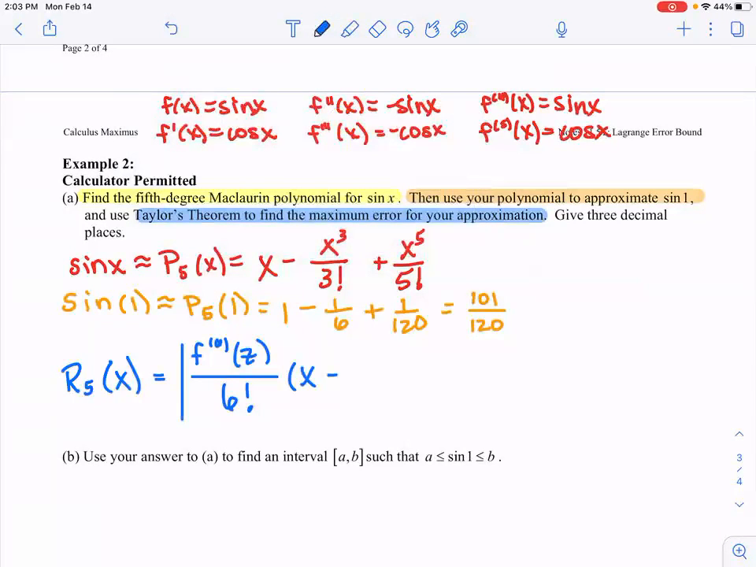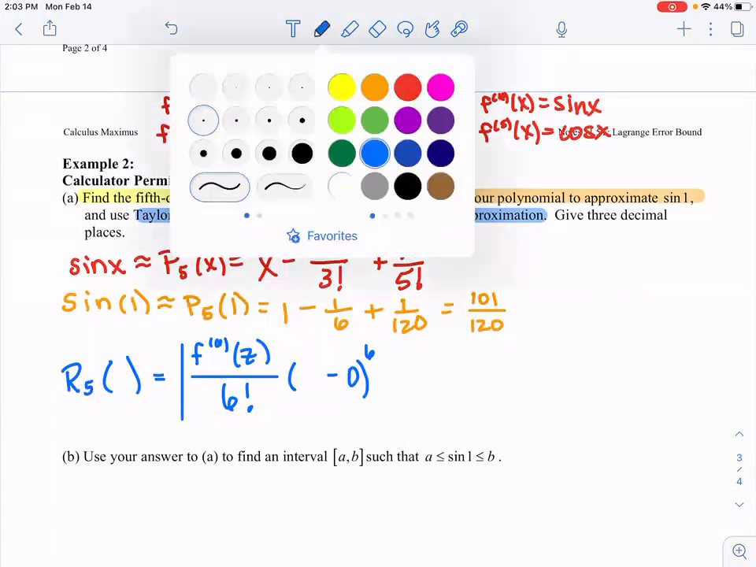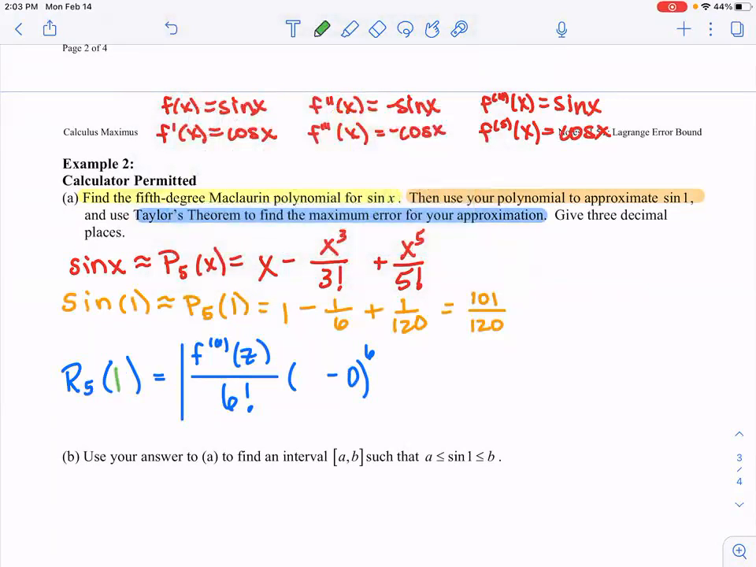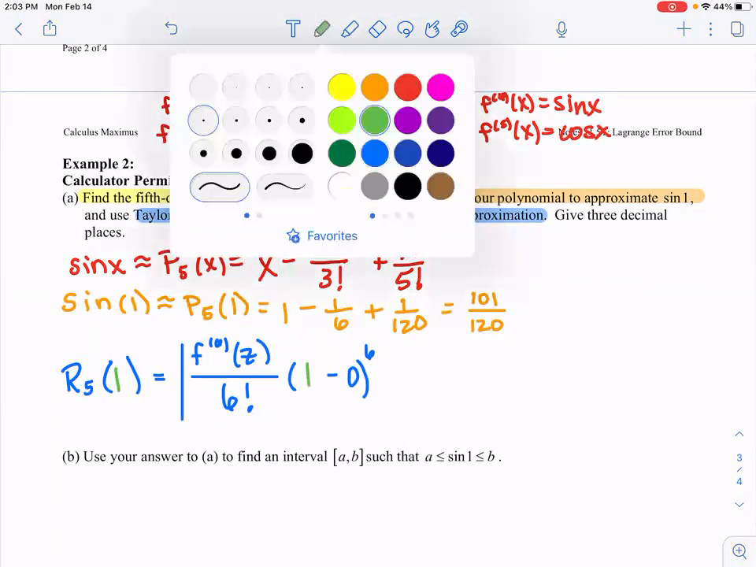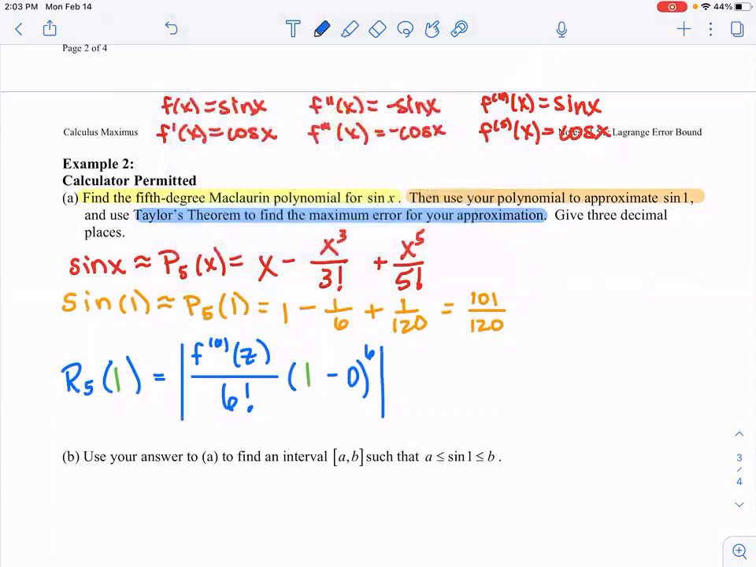Well, where are we centered at? Now, what did we plug in to our polynomial? We plugged in 1, so I'm going to plug in 1 right there. Now we need to think about what our max is on our 6th derivative. Well, what would our 6th derivative be? Like the function.